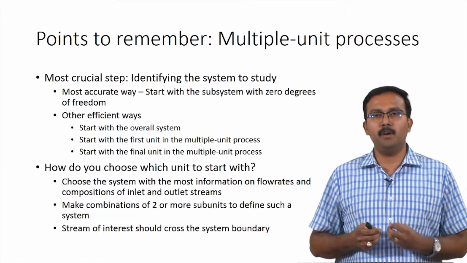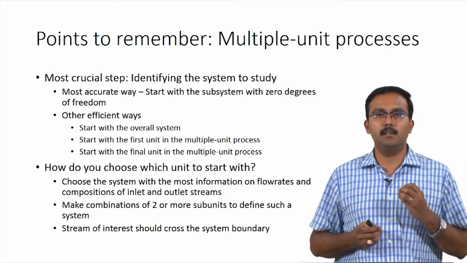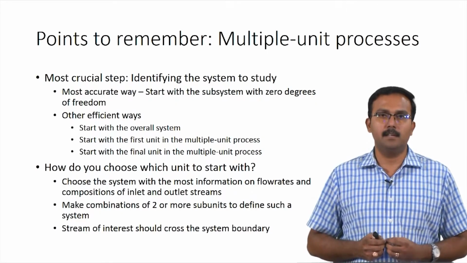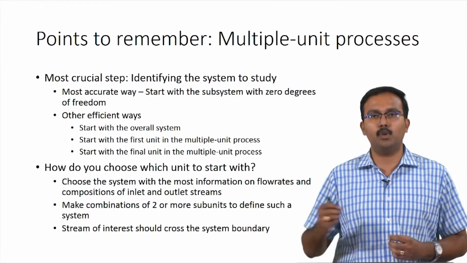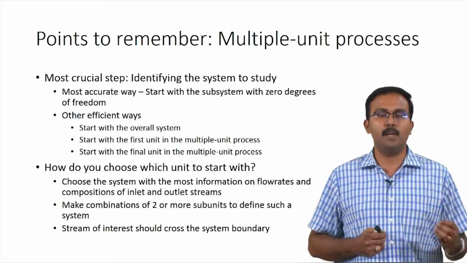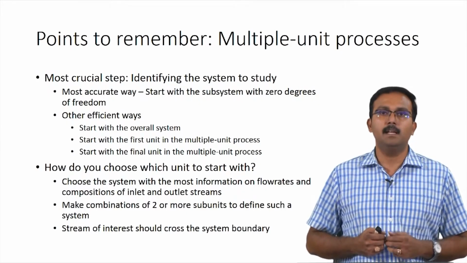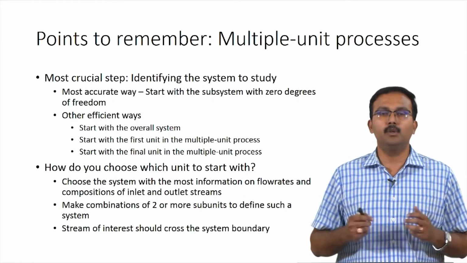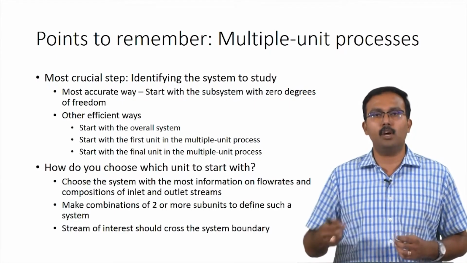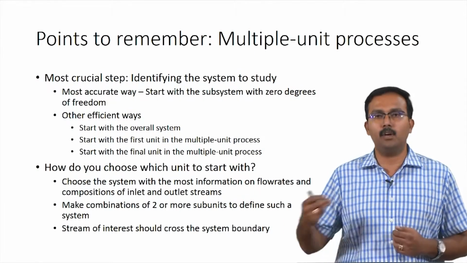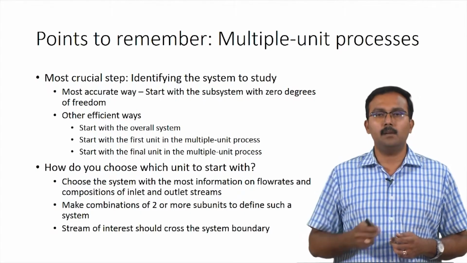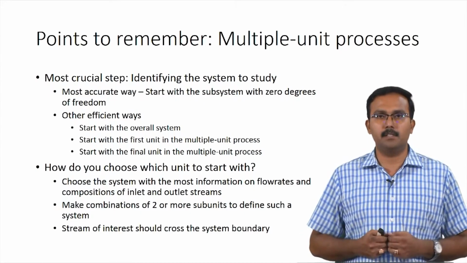So, when we perform these calculations, another important aspect which we need to remember is, if we have a stream of interest, then that particular stream has to cross the system boundary. By that, what I mean is, if we have to calculate the flow rate or a composition of a particular stream, then the system drawn should not encompass this particular stream. This stream has to cross the system boundary either as an input or as an output. Only when we do this, we will be able to calculate the parameters for that particular stream.